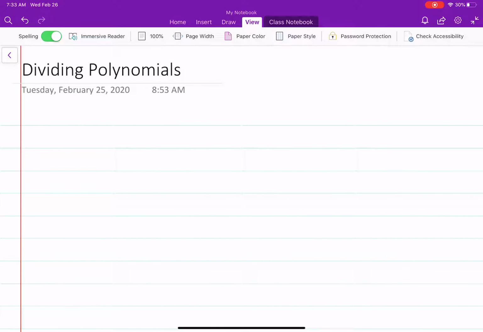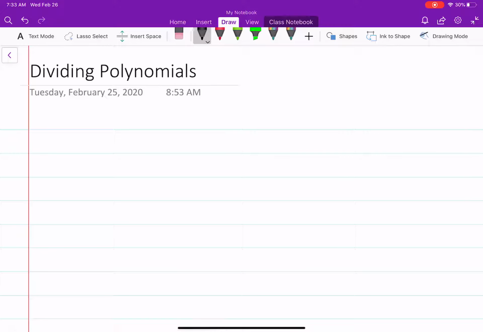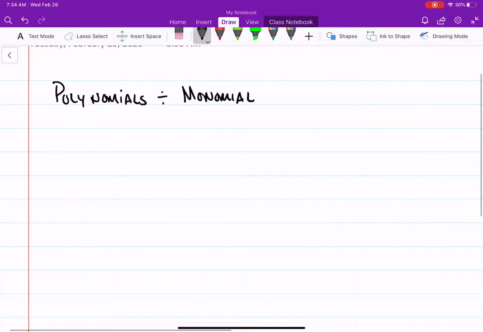Okay, let's talk about dividing polynomials. All right, so first of all, let's talk about polynomials divided by monomials. So, polynomials divided by a monomial. When a polynomial is divided by a monomial, it's kind of like a fraction.